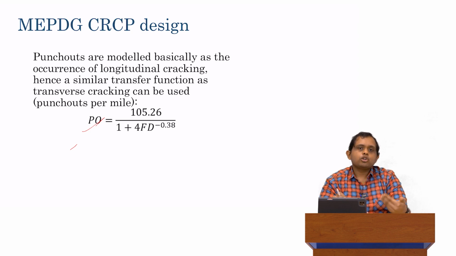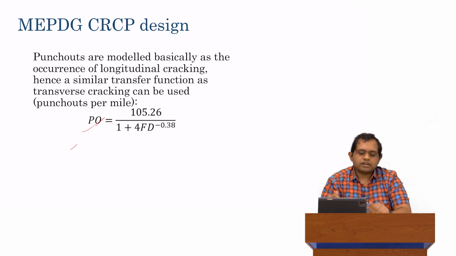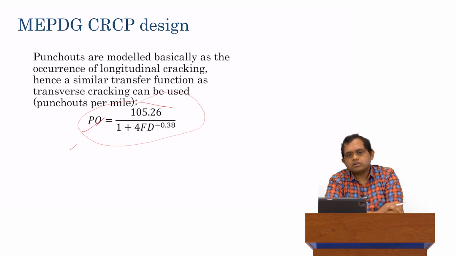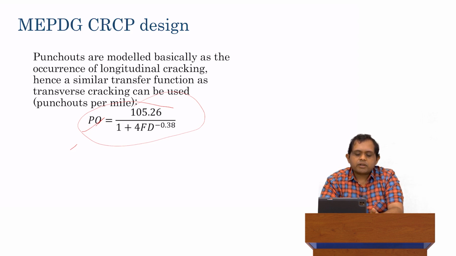And so if we can predict the longitudinal cracks, we can predict punch outs, because punch outs are basically a result of longitudinal cracks. So the transfer function for calculating punch outs is very, very similar to the transfer function for any kind of fatigue cracking, in this case longitudinal fatigue cracking. So this is punch outs per mile, 105.26 divided by 1 plus 4 FD raised to the power of minus 0.38.